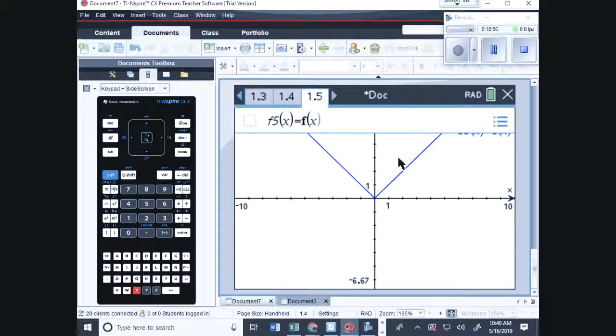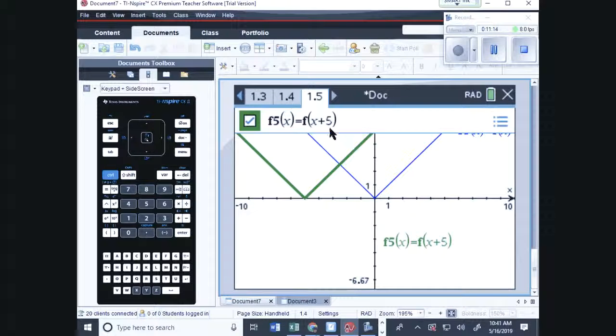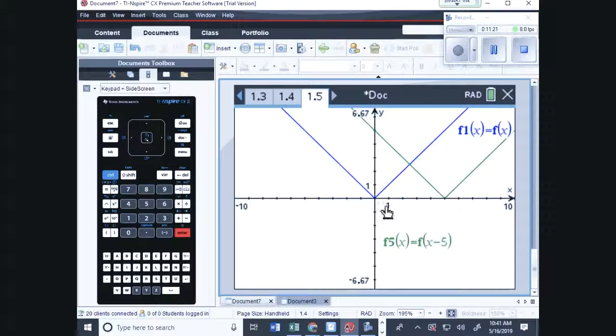What if we added something to x instead of multiplying, like 5? What happened? The graph moved 5 units to the left. And look what happens if I subtracted 5 from x. The graph moves 5 units to the right. So that tells us, this gives us our horizontal translations.